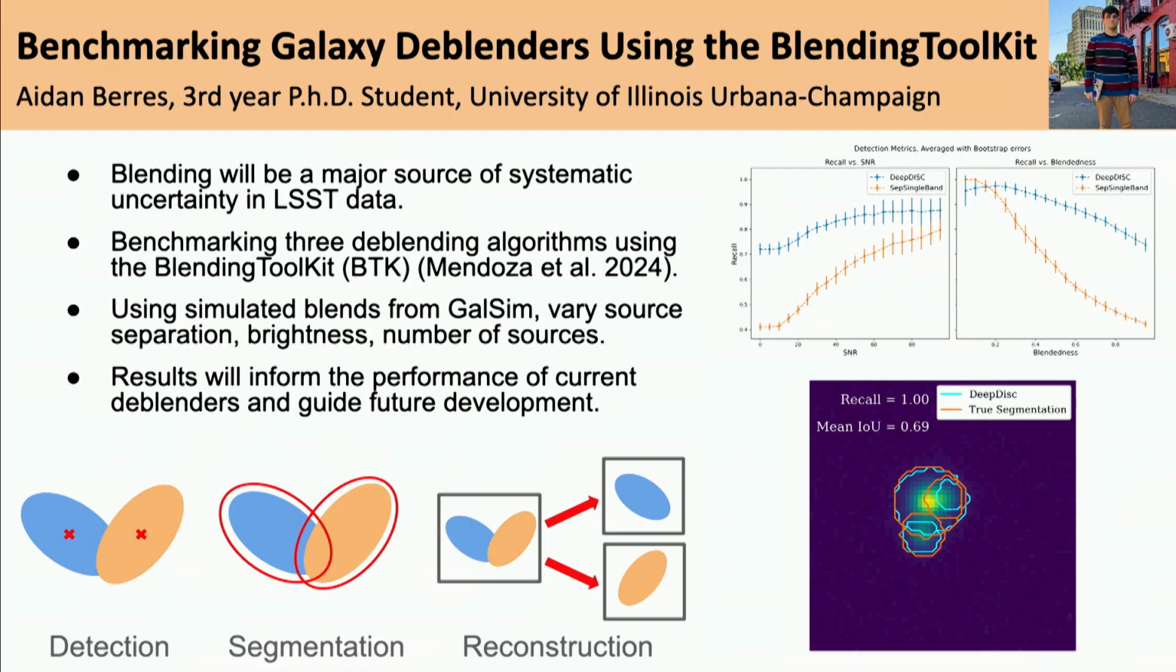We can evaluate over different metrics, like how well each algorithm can detect each galaxy in an image, how well it can segment, and how well it can perform reconstruction, where it actually separates the galaxies into their individual images. This is to inform future development and to try to improve current blenders.